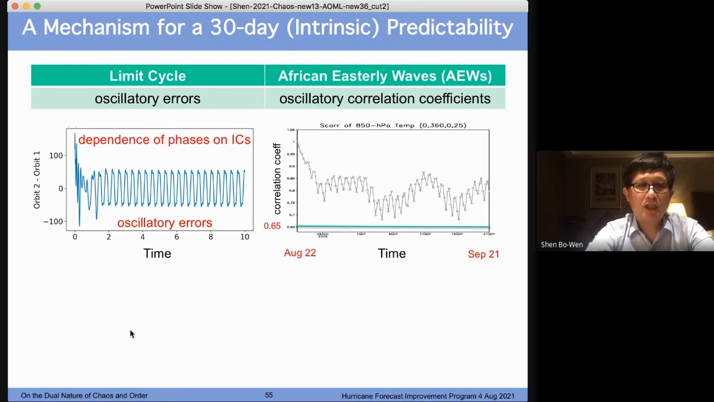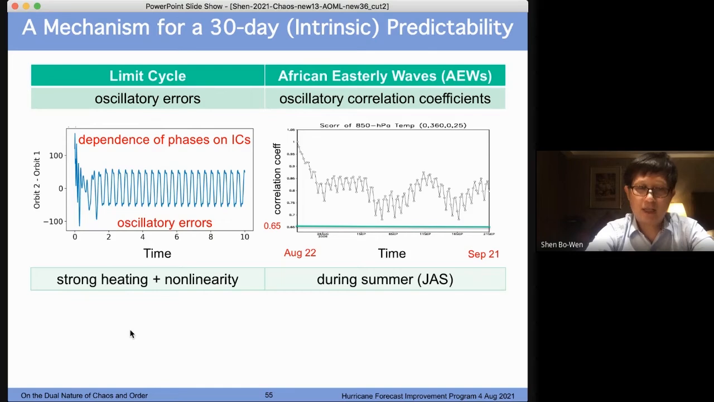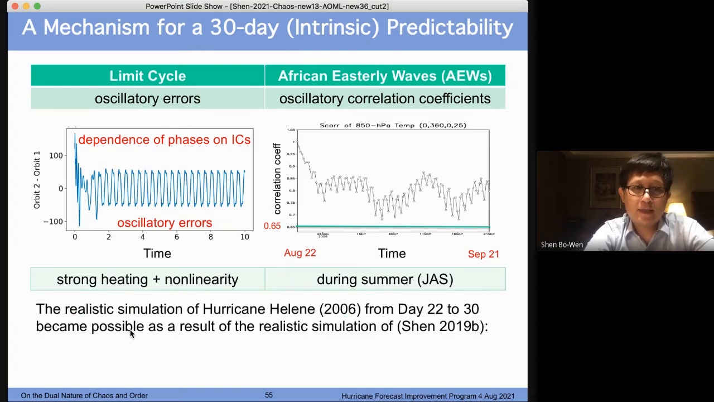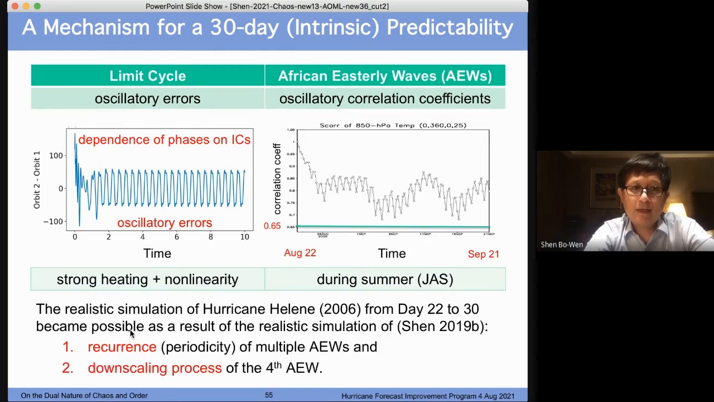In the paper, we additionally compare these two scenarios. A limit cycle solution appears at a large heating parameter, right? On the other hand, African easterly waves appear during the summertime when strong solar radiation occurs over the African continent. As a result, we suggest that realistic predictions of Hurricane Helene from day 22 to day 30 become possible when we can obtain realistic simulations of the recurrence of multiple African easterly waves and the downscaling process of the first African easterly wave.